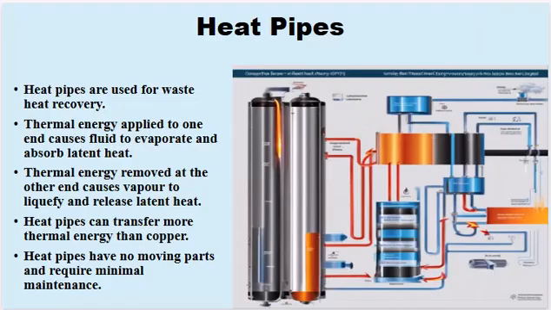Heat pipes. Waste heat recovery: heat pipes are commonly used for recovering waste heat in various systems, improving energy efficiency. Evaporation and latent heat absorption: when thermal energy is applied to one end of the heat pipe, the fluid inside evaporates, absorbing latent heat from the surroundings. Condensation and latent heat release: at the other end of the heat pipe, the vapor cools and condenses, releasing the absorbed latent heat into the environment.